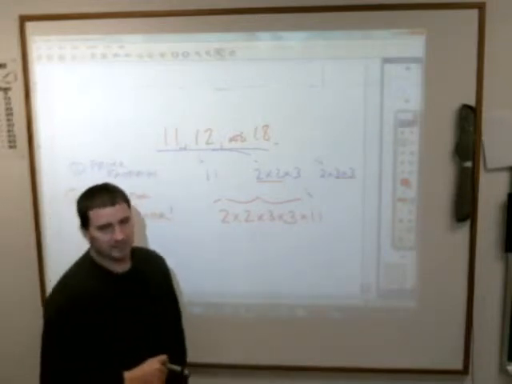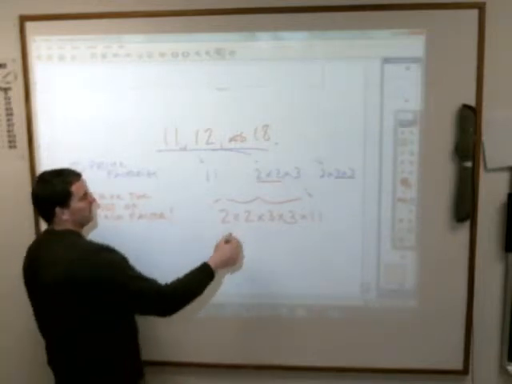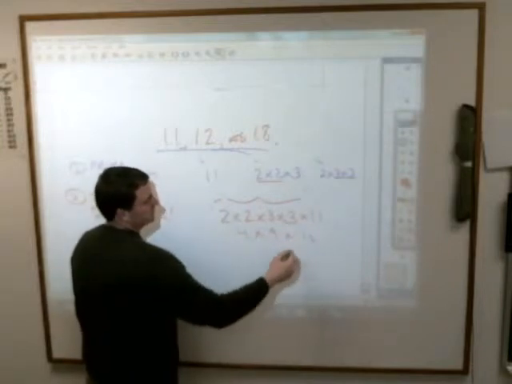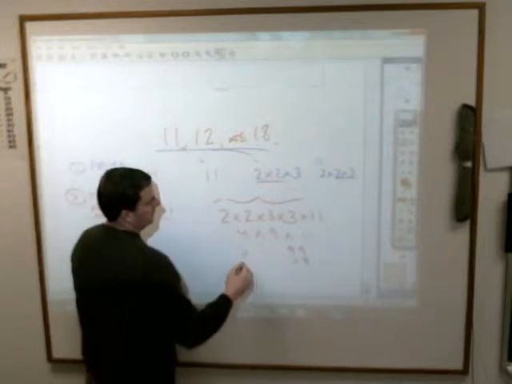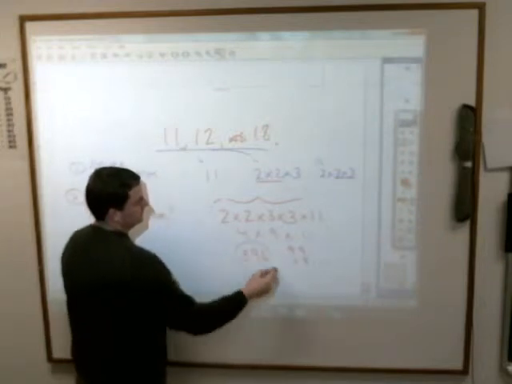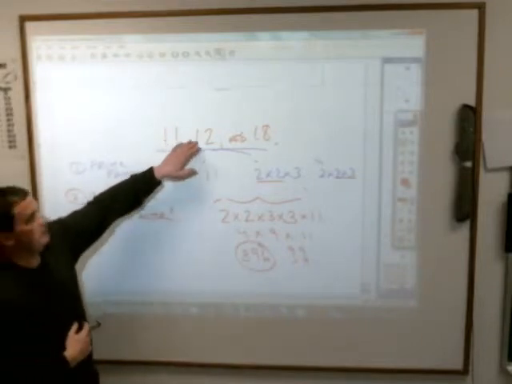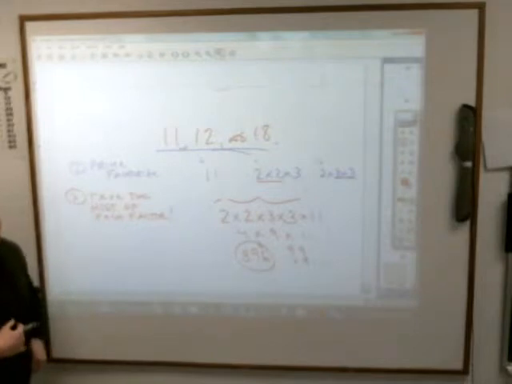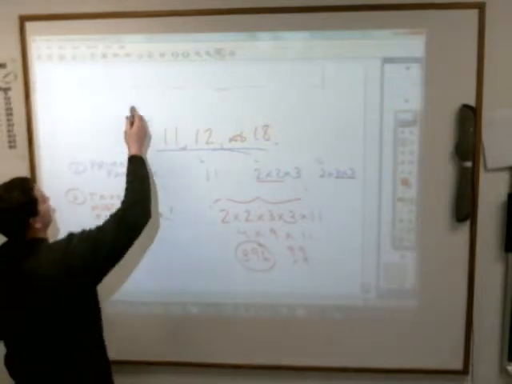Which ends up being what? 4 times 9 times 11. 99 times 4 is what? 396. That is it. If you were adding 3 fractions that had those as their denominators, that's what you'd have to use for the bottom of it.